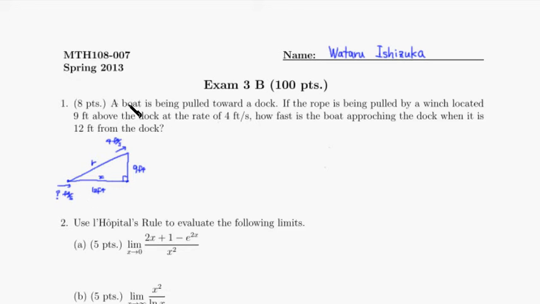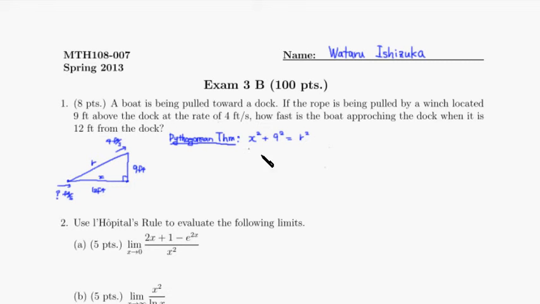All right. So by the Pythagorean theorem, right? So we have an equation. We can say x squared plus 9 squared is equal to r squared. So x squared plus 9 squared is equal to r squared, right?